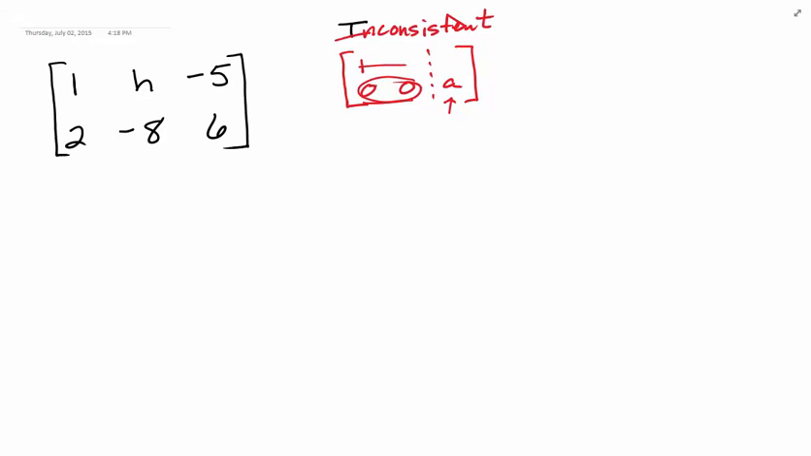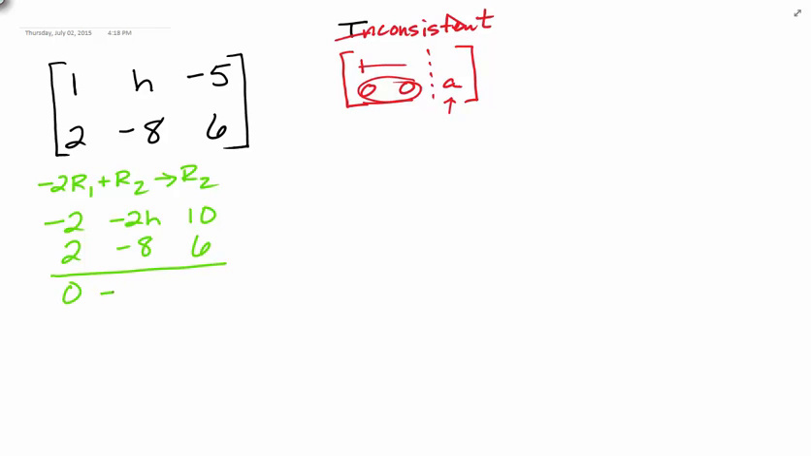Well, let's keep that in the back of our mind, and let's just reduce this matrix, right? Now, we know what we've got to do here to reduce this. We're going to go ahead and say, let's take -2 times row 1, add to row 2, replace row 2. So -2, -2h, 10, and then 2, -8, and 6. And when we add those, of course, we're going to get that right there. And that's going to be our new row 2.